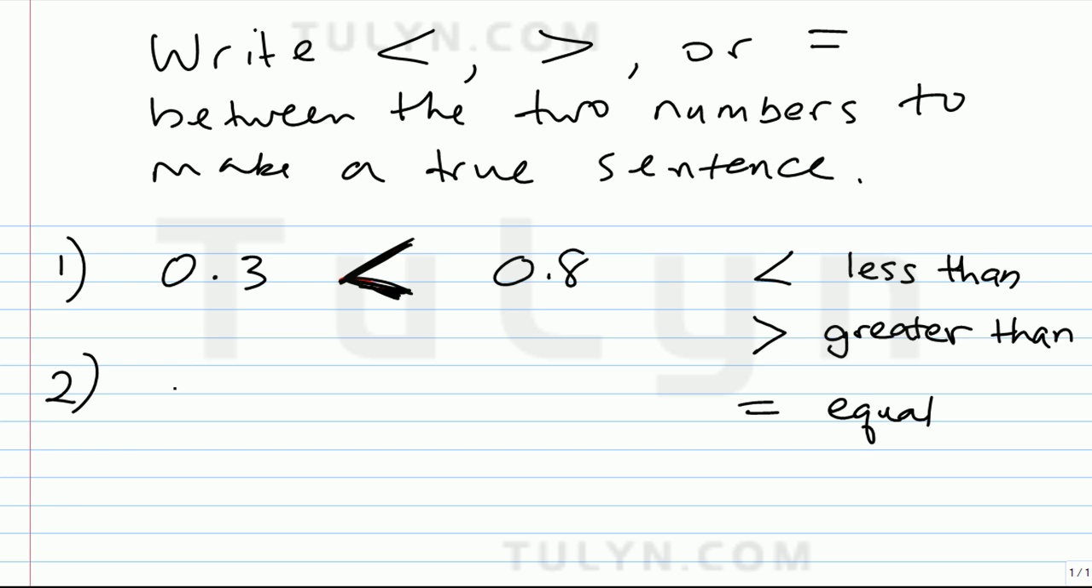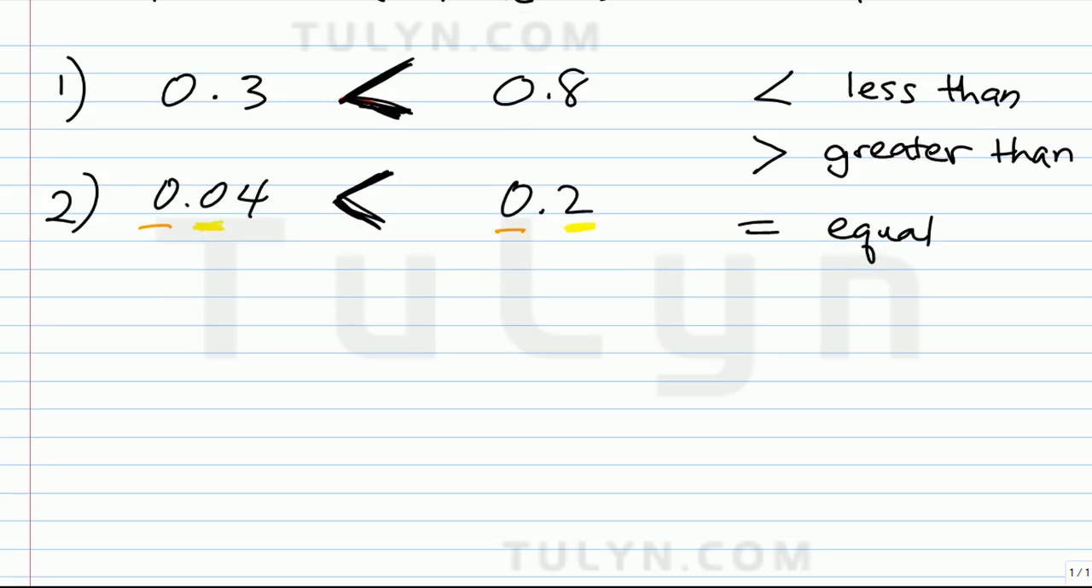Let's try another one. How about 4/100 and 2/10? Now, the way to attack these problems is look at the highest place first. So here in the ones place is both a 0. Here in the tenths place is a 0 here and a 2 here. So what do you think we're gonna do? Being that there's 2/10 here and 0/10 here, this is obviously the smaller one, being that it doesn't even have any tenths. So we're just going to face it that way.